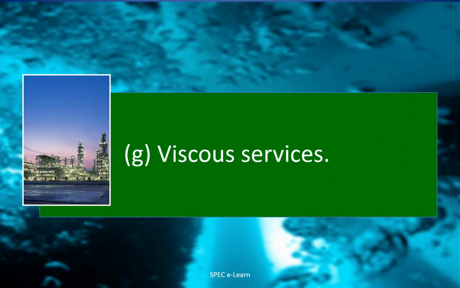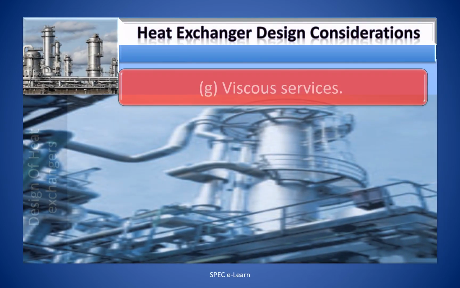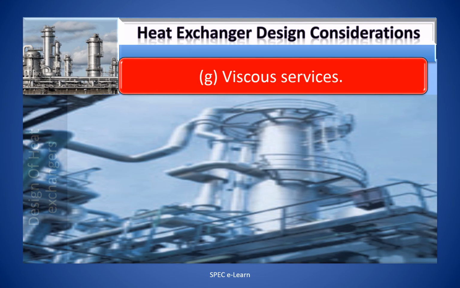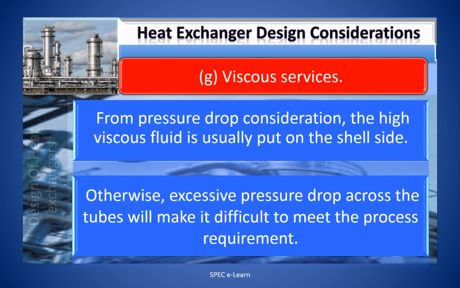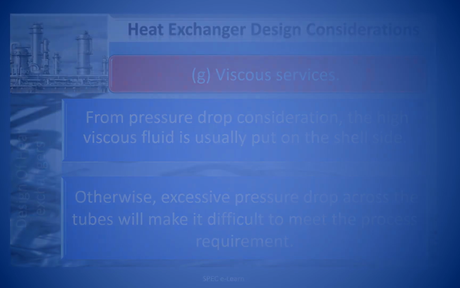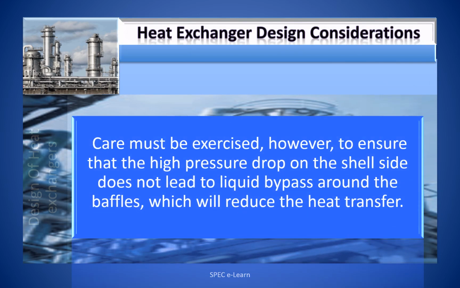The next design consideration is viscous services. As all of you are aware, highly viscous fluid experiences larger pressure drop as the resistance to flow is larger. From a pressure drop consideration, the highly viscous fluid is usually put on the shell side. Otherwise, excessive pressure drop across the tubes will make it difficult to meet the process requirement. Care must be exercised, however, to ensure that the high pressure drop on the shell side does not lead to liquid bypass around the baffles, which will reduce the heat transfer.